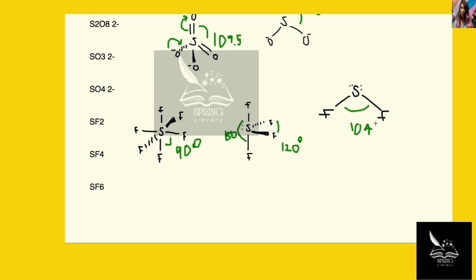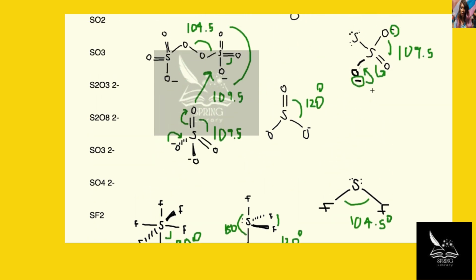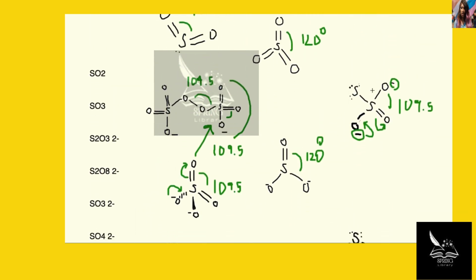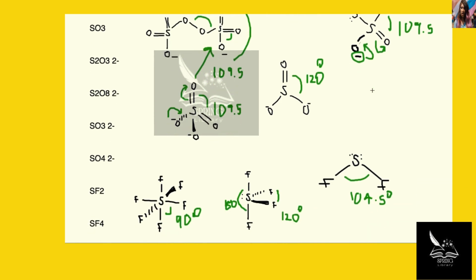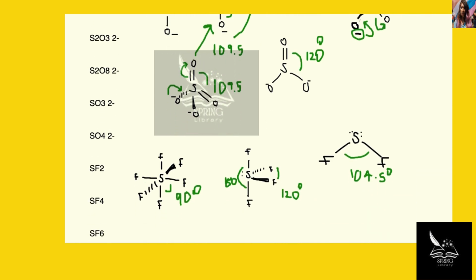This is very similar to water. H2O is a bent structure as well because sulfur and oxygen are in the same group. They both have 2 lone pairs, so you're going to get the same degree of bend within the molecule. And that completes all of our structures in terms of naming the structure geometry as well as bond angles.